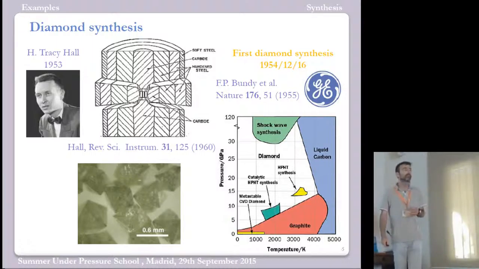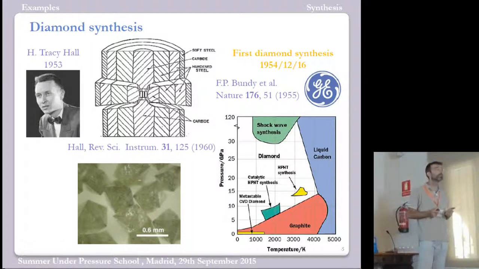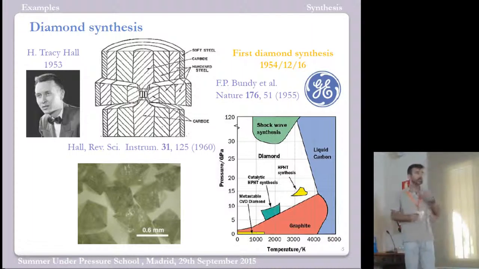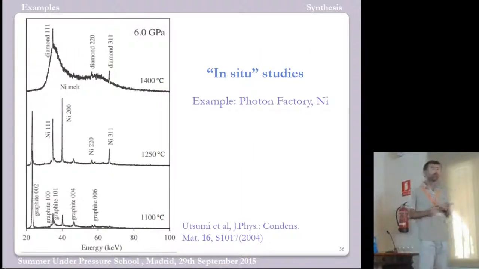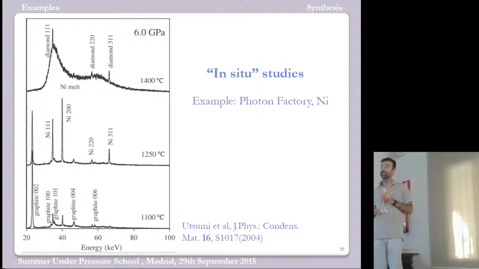If you want to analyze how you could perform your synthesis in your laboratory, you are working with a black box. I mean, you can choose a catalyzer, you can guess your pressure temperature conditions, perform the experiment, and just hope that everything is going to happen as you expect. It's much more convenient to perform an in-situ experiment. That's the idea of this slide, to perform an in-situ experiment. So you can establish directly which are the pressure temperature conditions of the experiment.